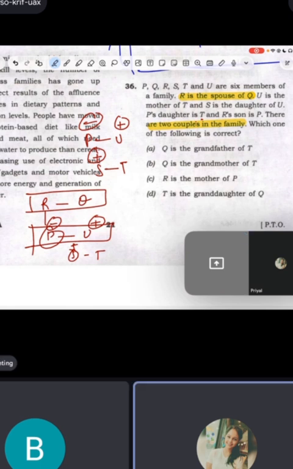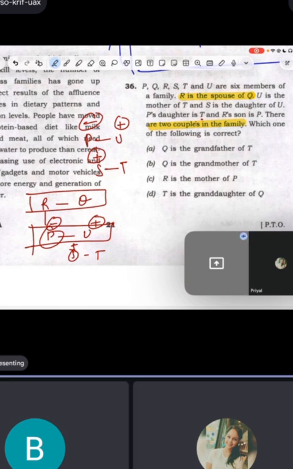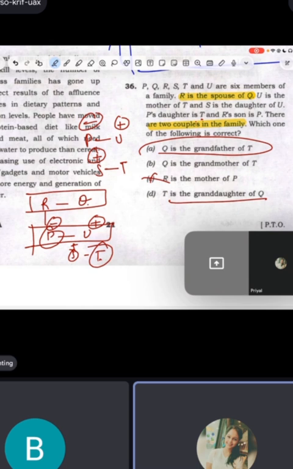And Manish, erase it. Do it from the backwards. It is easy from the backwards. Now see, the question is saying Q is the grandfather of T. Possibility is there. Q is the grandmother of T. Possibility is there. R is the mother of P. Mother, possibility. R is the father of P. T is the granddaughter of Q. Yes, possibility is there.